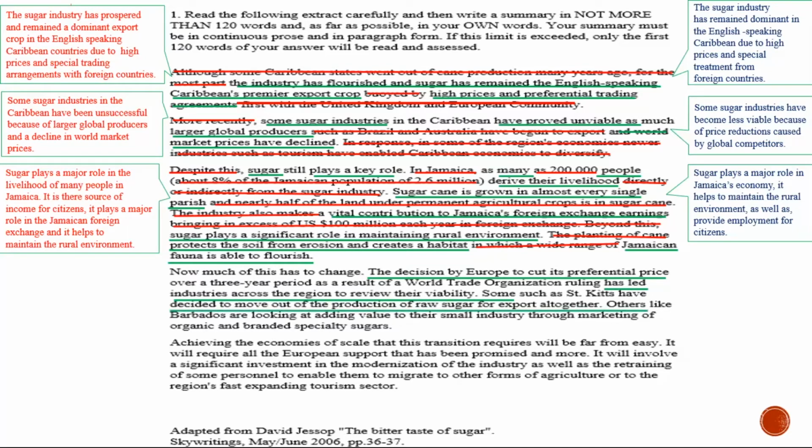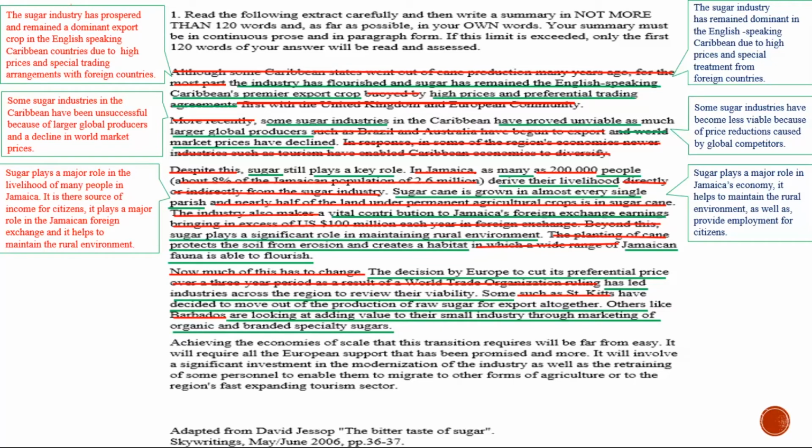As a result of this, some Caribbean countries have decided to move out of sugar production. Others are looking at adding value to their small industry. It clearly means that everything else in red is to be eliminated. Paragraph 4, as I mentioned, is talking about other reasons why the sugar industry has failed. It has failed because of price. We mentioned earlier in paragraph 1 that the prices are too high. So these high prices mentioned in paragraphs 4 is as a result of some other countries like St.